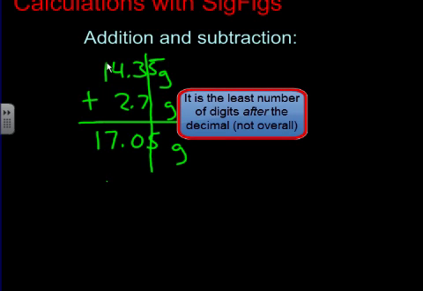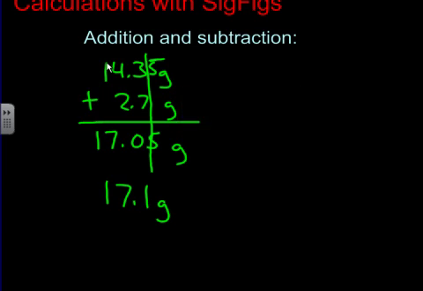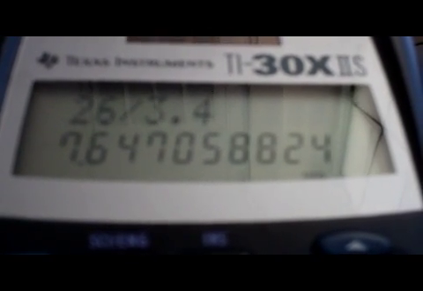So what counts in addition and subtraction? The least number of digits after the decimal, that's what you round to. So the 2.7 only has one number after the decimal, so my answer should only have one number after the decimal, so 17.1 grams.